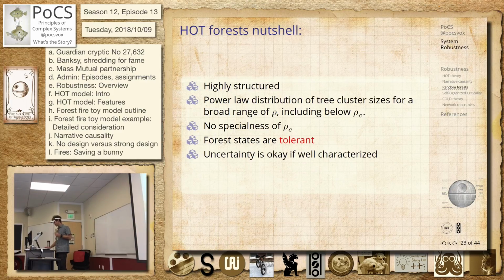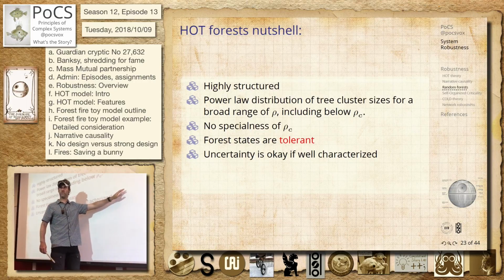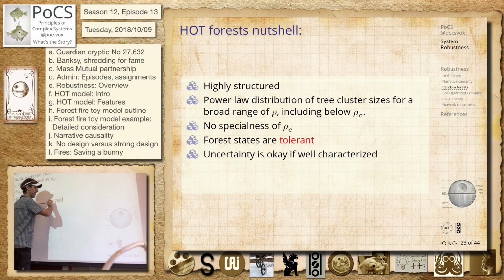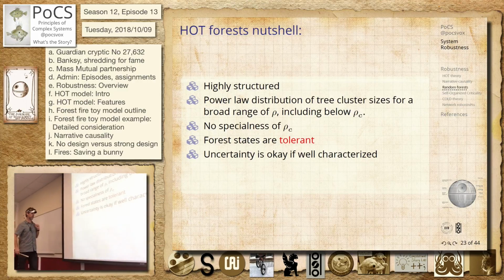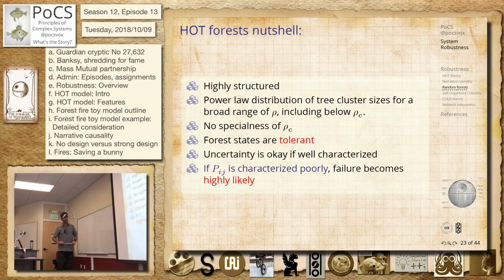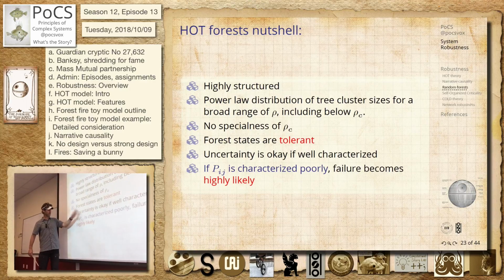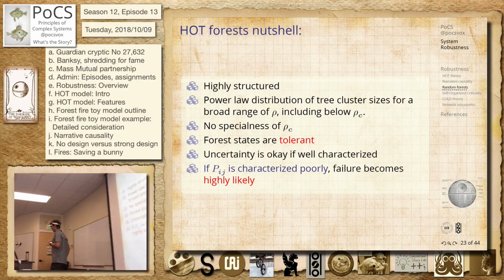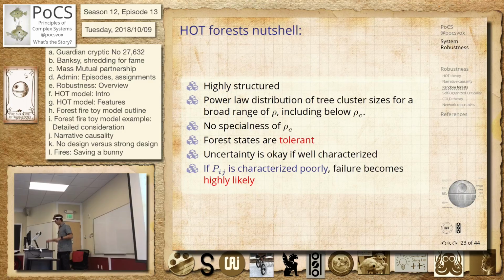Most of the states are okay, and it's not bad if the uncertainty is well characterized. You could still have these giant things explode, right? That's really bad. But if it's well characterized, it's kind of okay. We can handle some of this uncertainty. But if this is characterized poorly or it changes, right? The environment changes, and you don't adapt, then you get into more and more trouble. So that's an extra level of like how fast you can adapt to these things.